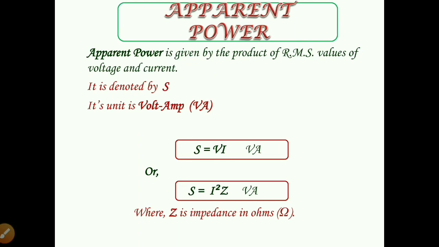Apparent power is given by the product of RMS values of voltage and current, denoted by S. Unit is volt ampere. S equal to V into I, or S equal to I squared Z, where Z is impedance in ohms.